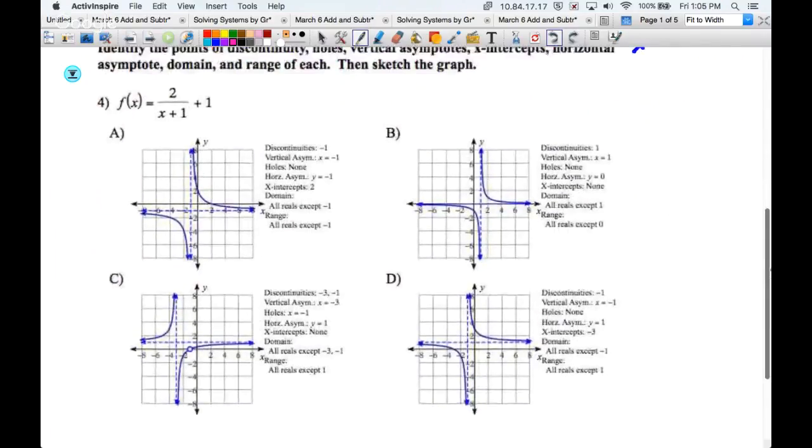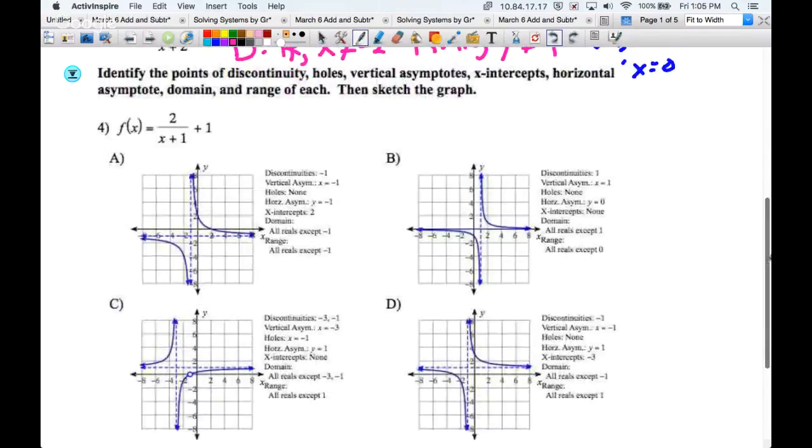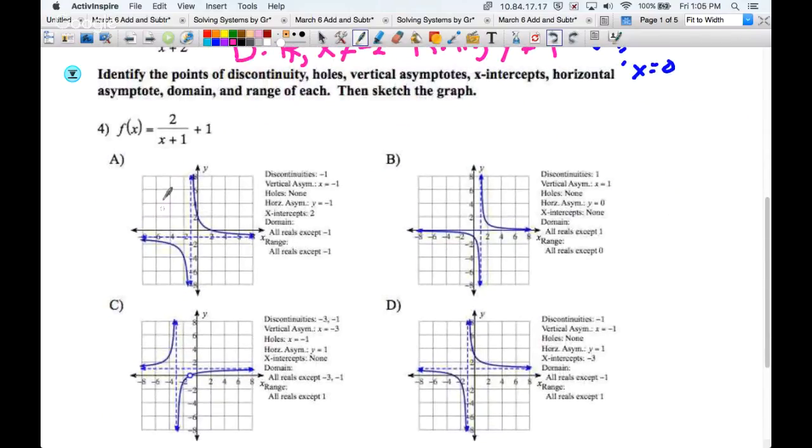Question 4 is just multiple choice. It's not hard to pick the correct answer here. We're just looking for a graph that's been moved up 1, and this is a +1, so it's opposite of what you think, left 1. So up 1 and left 1, that's got to be D.